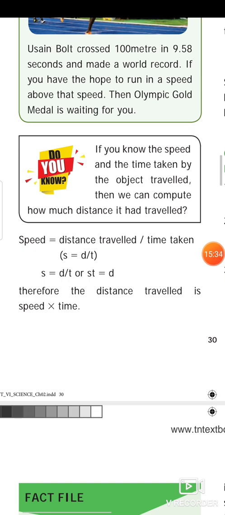They have given you an activity and an interesting fact about the famous Usain Bolt. You can read your book and know. Now we are going to learn another thing.